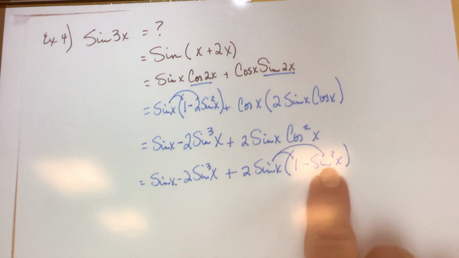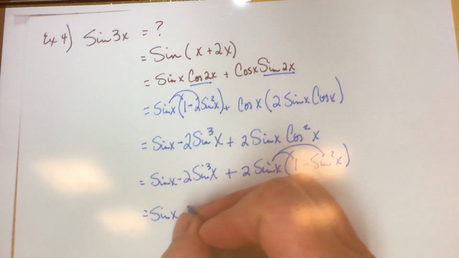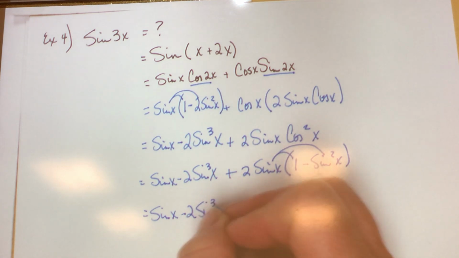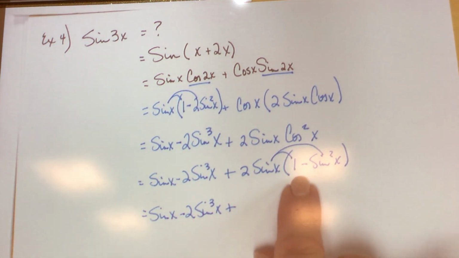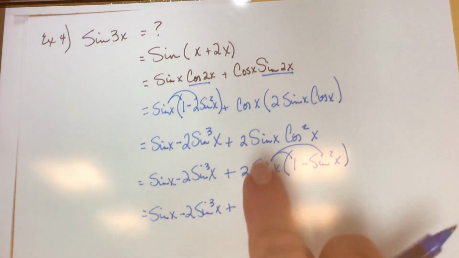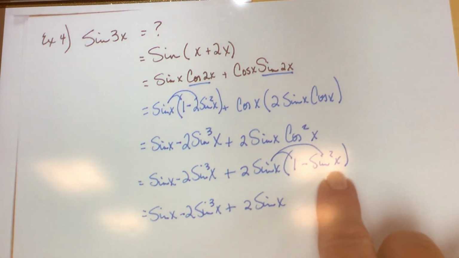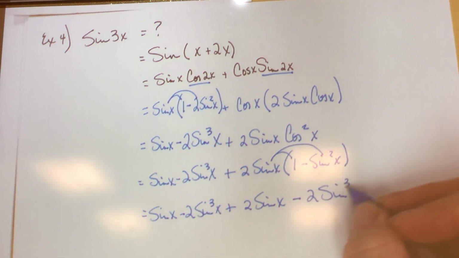Okay, so now I'm going to distribute over here. Sine x minus 2 sine cubed x plus... you're just manipulating an equation, all right? That's all you're doing. What is 2 sine x times 1? 2 sine x. What is 2 sine x times sine squared x? 2 sine cubed x.